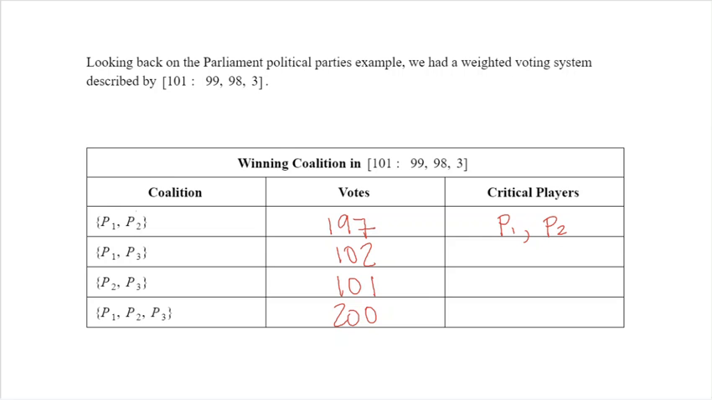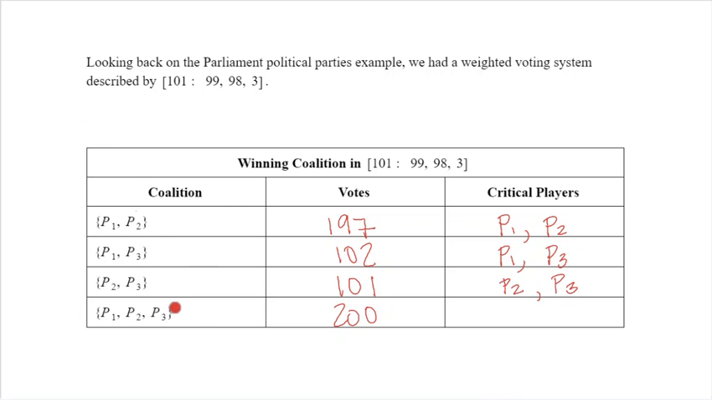So that's what you should think about when you're trying to decide if someone is a critical player. If I get rid of player 1, can player 3 win on their own? No. So player 1 is critical. If I get rid of player 3, can player 1 win on their own? No. So player 3 is critical. If player 2 changes their mind, can player 3 win on their own? No. Player 2 is critical. If player 3 changes their mind, can player 2 win on their own? No. So player 3 is critical.